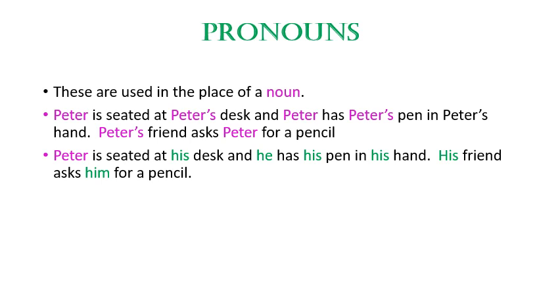Pronouns. These are used in the place of a noun. So we're not going to sound like idiots. Peter is seated at Peter's desk and Peter has Peter's pen in Peter's hand. Peter's friend asks Peter for a pencil. Really? Peter is seated at his desk and he has his pen in his hand. His friend asks him for a pencil. So it's a word that we place in the place of a noun so that we don't sound like an idiot, that we don't unnecessarily repeat.